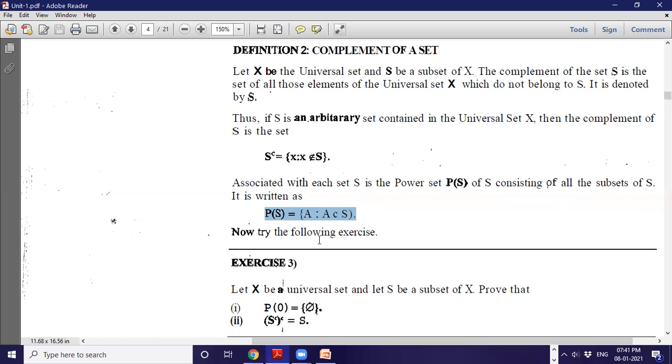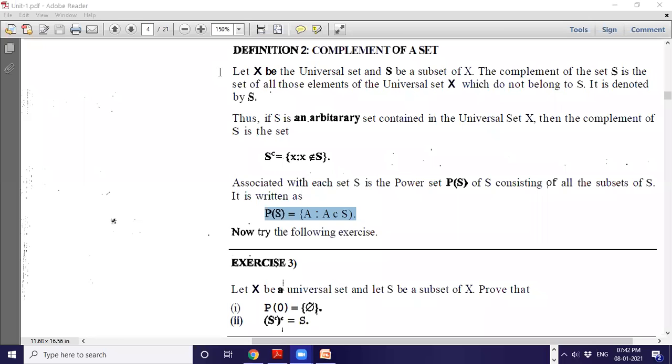Then we have another thing known as the power set. Power set means all the subsets of a particular set S. Let's take an example. Say A is equal to {1, 2, 3}. Then what will be the power set of A? The power set of A means all those sets which are subsets of A.